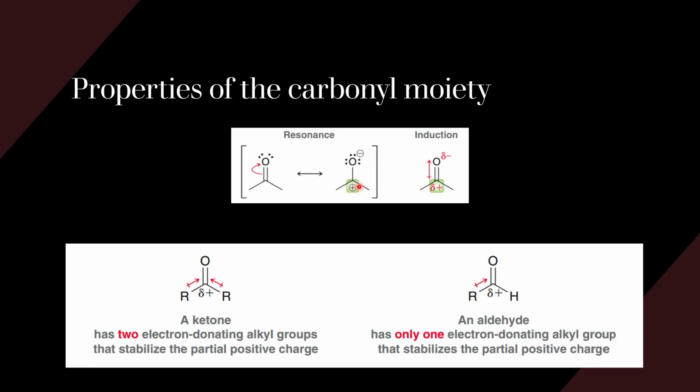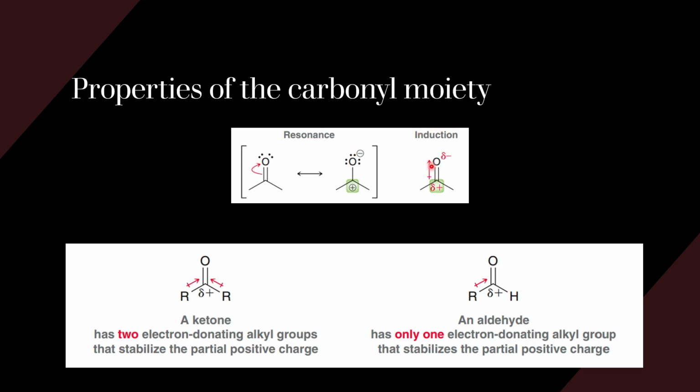We have the carbonyl functionality here, the carbonyl moiety, okay? And with resonance, we can really show it to look like this. So we see that there's clearly a region which is very electron rich and a region which is very electron deficient. By the same hand, we also have an inductive effect. So there's two different effects going on here.